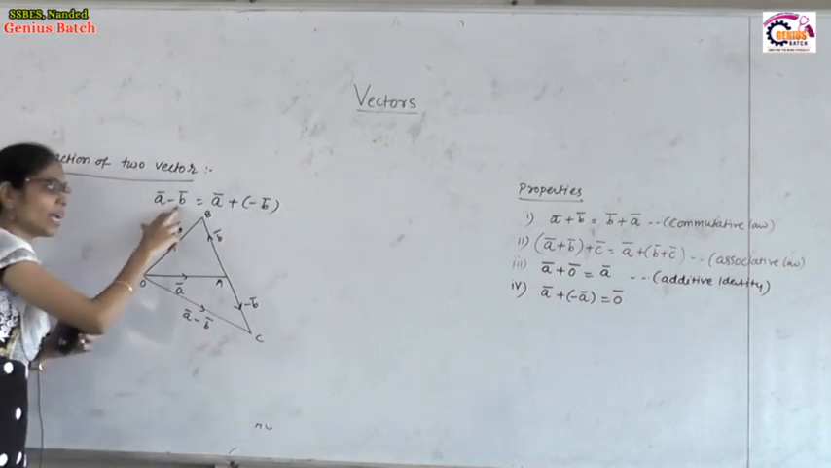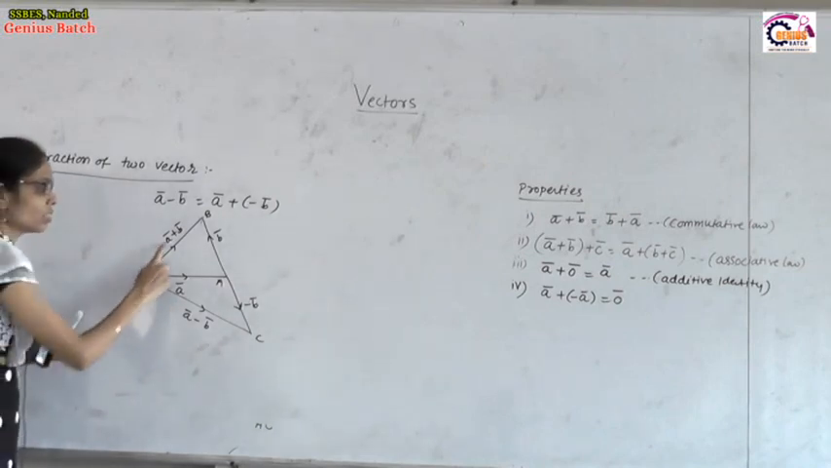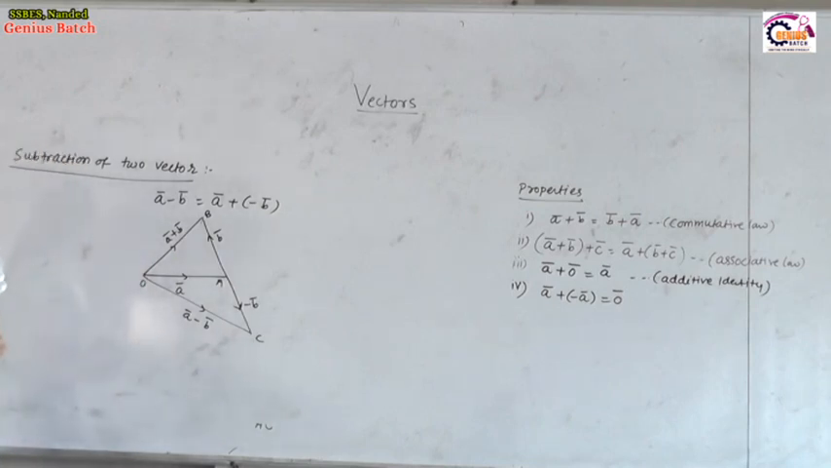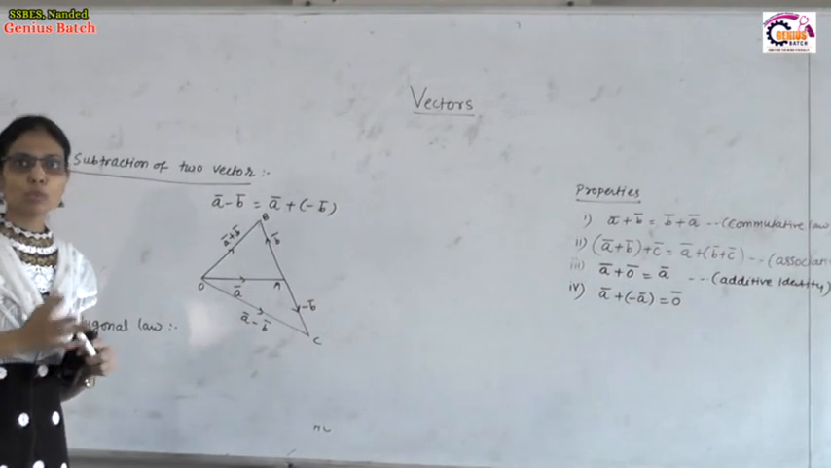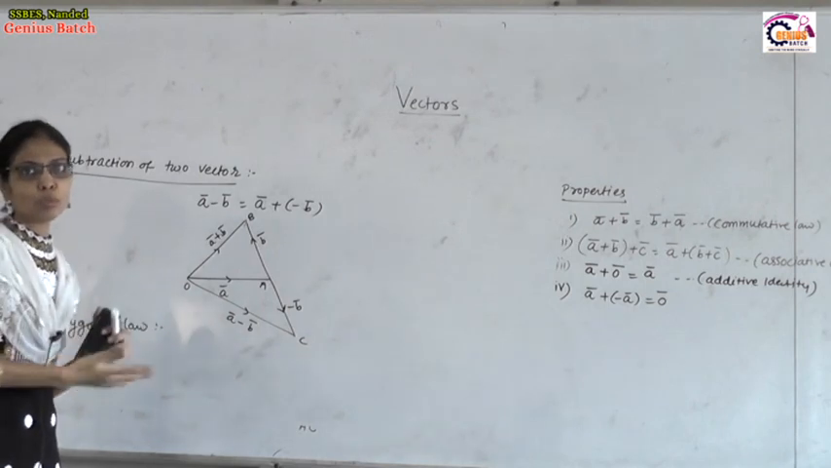So subtracting one vector from the other is nothing but adding its negative vector. So this will represent vector A plus vector B and this will represent vector A minus vector B. Okay. So this is about subtraction of two vectors. Next point we are going to discuss is polygonal law. Now the law of addition can be extended to more than two vectors also, and then it is said to be polygonal law. This is the law of addition extended to more than two vectors.